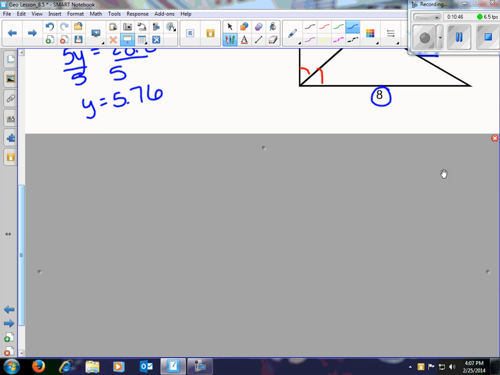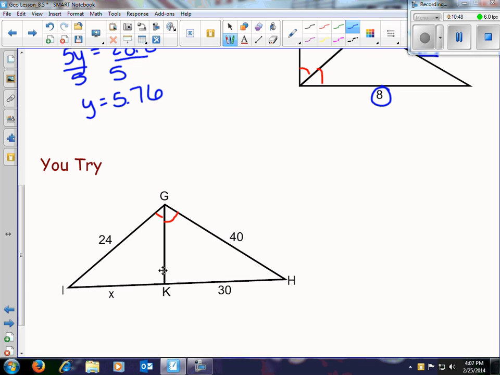Now the last one I want you to do, I want you to solve for x, but I'm going to go ahead and tell you that x is equal to 18 and see if you can get the correct answer.